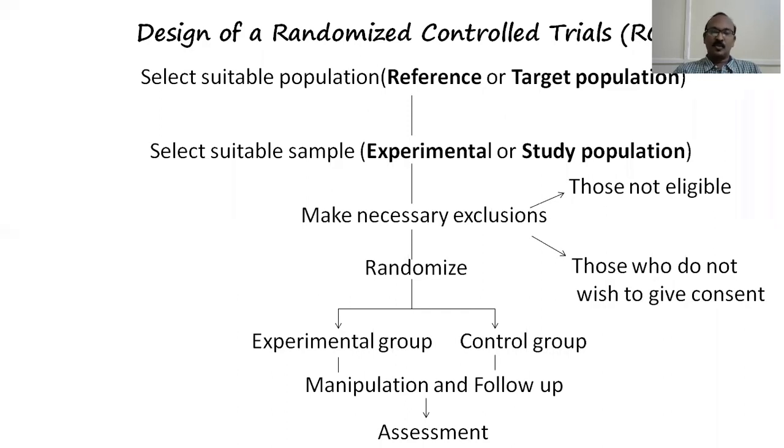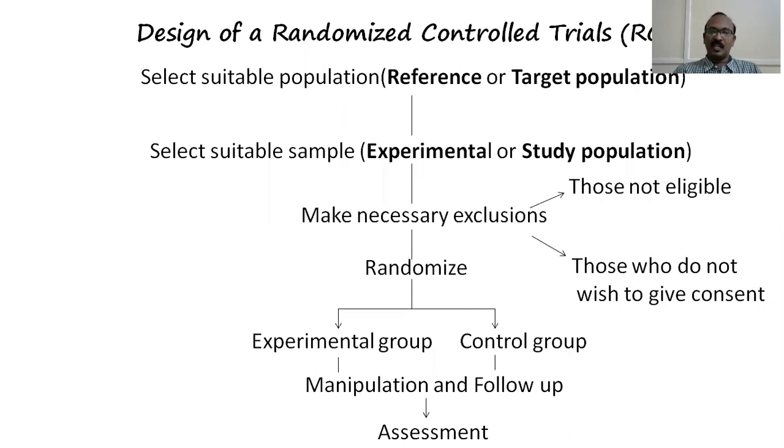Then you apply an intervention to the experimental group. This intervention is also known as manipulation. To the control group, you either give a placebo or you don't give any manipulation or intervention. Then you follow up to see whether this intervention has any effect in the experimental group. You assess whether there are positive effects, that is a decrease in the severity or incidence of the disease in the experimental group, or whether there is an increase in frequency, incidence or severity of the disease in the experimental group compared to the control group.